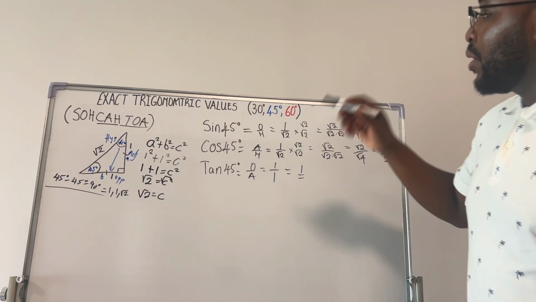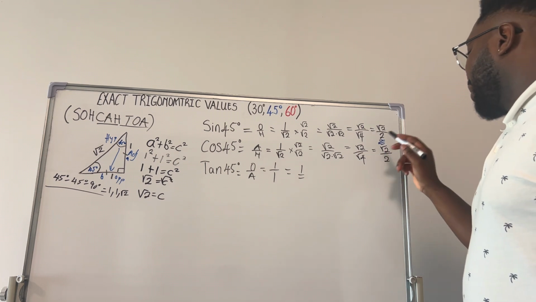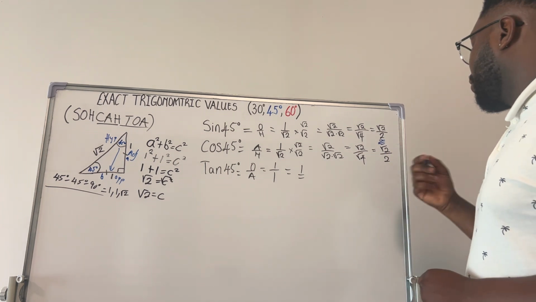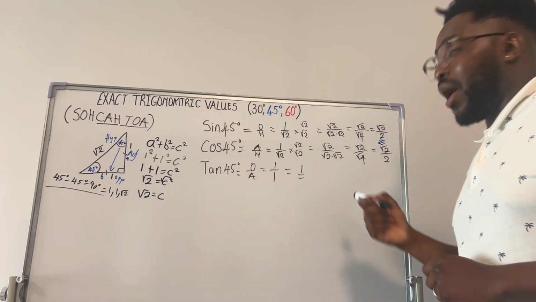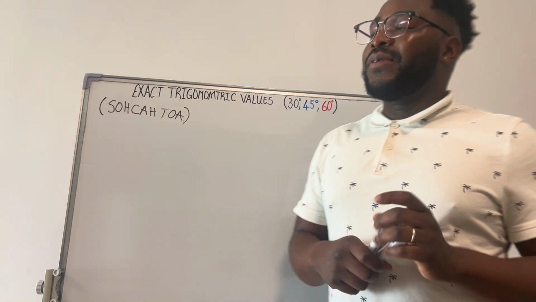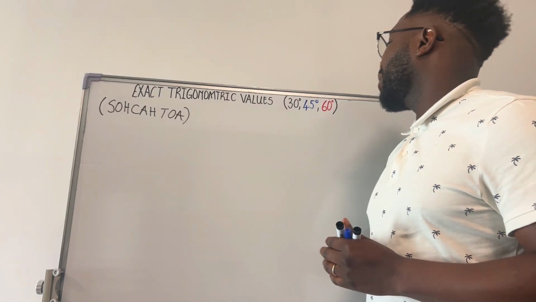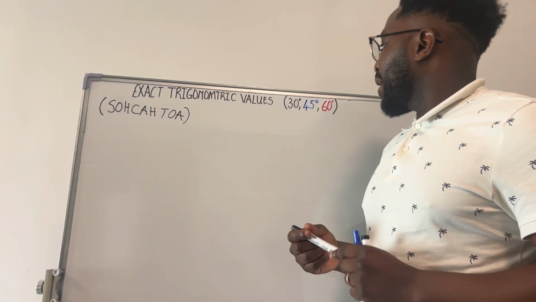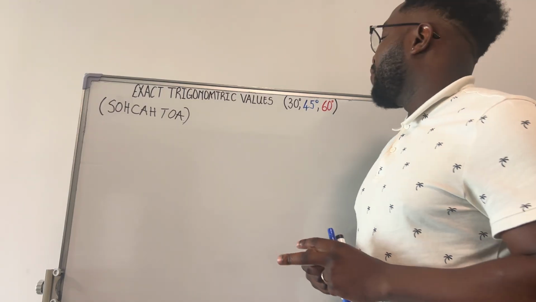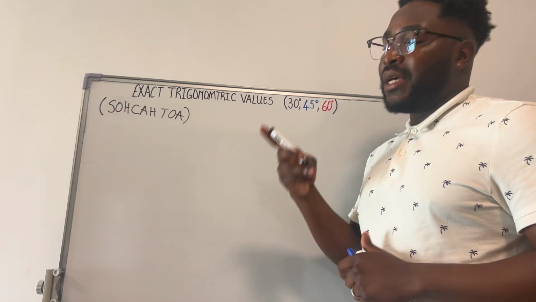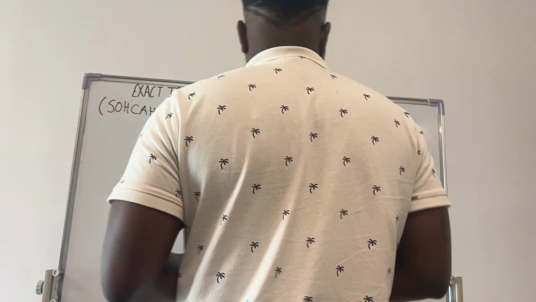So now we know the exact value of sine 45 is root of 2 divided by 2. Cos 45 is root of 2 divided by 2. Tan 45 is 1. Yes? Okay, so now that we found the exact value of sine, cos, tan of 45, our next will be finding the exact value of sine, cos, tan of 30. Yes? So, allow me to write them here.